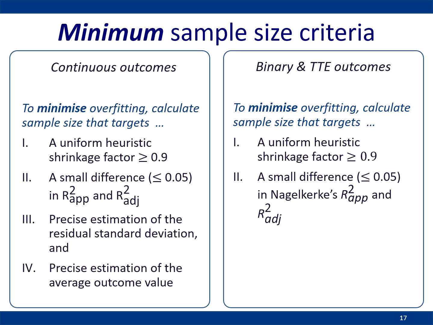Now, in terms of binary outcomes and time to event outcomes, we again look at a series of criteria that attempt to minimise overfitting. So the first 2 criteria are the same. We look to minimise overfitting by aiming for a shrinkage factor greater than 0.9 and a small difference in the apparent and adjusted R-squared. Note that for binary and time to event outcomes, we need to use a different R-squared, the Nagelkerke R-squared. And the third criteria for these types of models is to target a small margin of error in the overall risk estimate. So again, this is based around the idea of the intercept or the baseline hazard of the model.